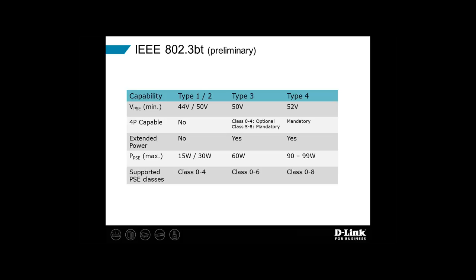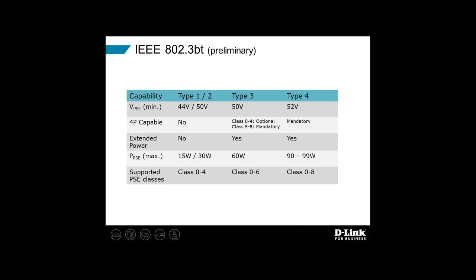I think this is my last slide on BT, just showing type 1 and type 2, which is AF and AT, and then type 3, type 4, showing that the minimum voltage for type 3 will remain at 50 volts for type 4. I believe the committee is talking about bumping it up to 52 volts, 4-pair capable for type 3 and Type 4. Extended power is an additional feature that will be hopefully available with Type 3 and Type 4.